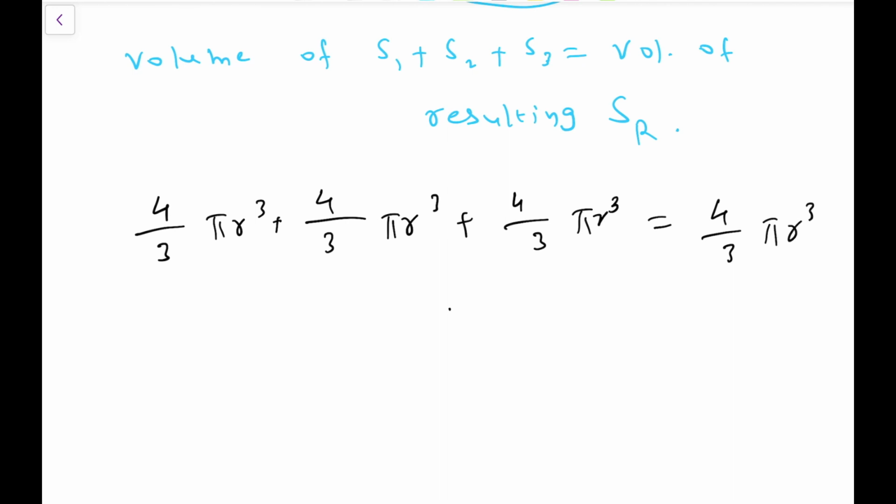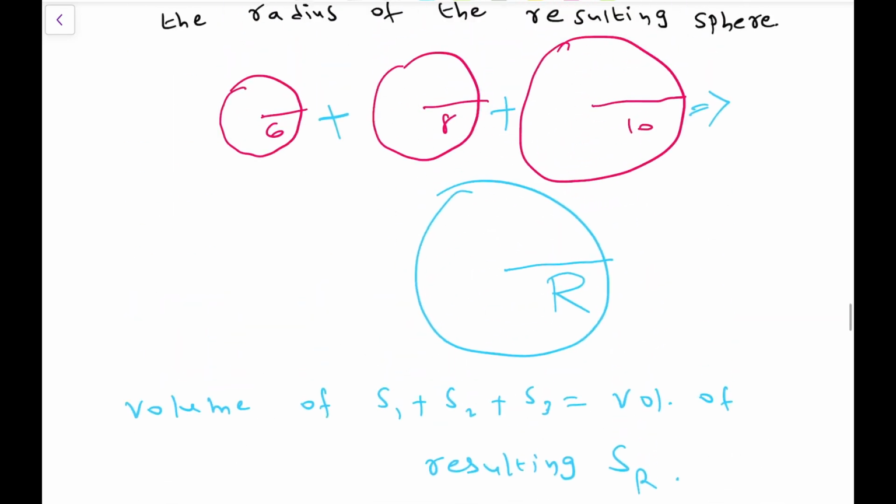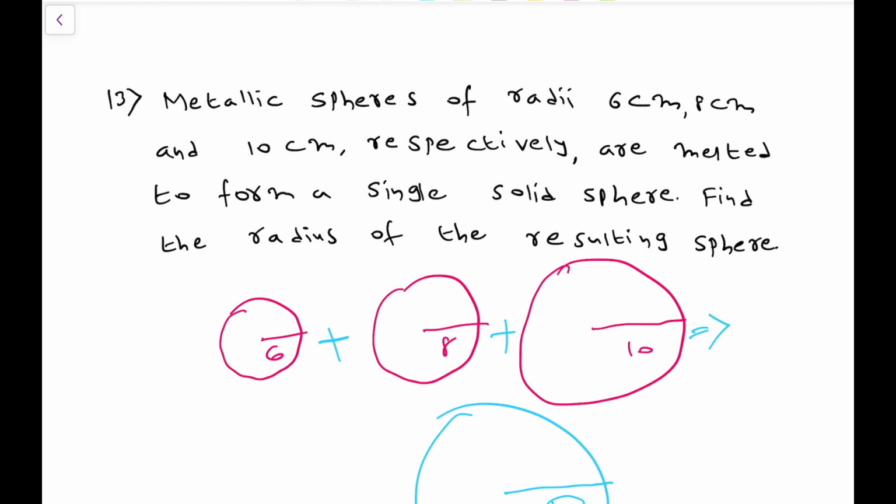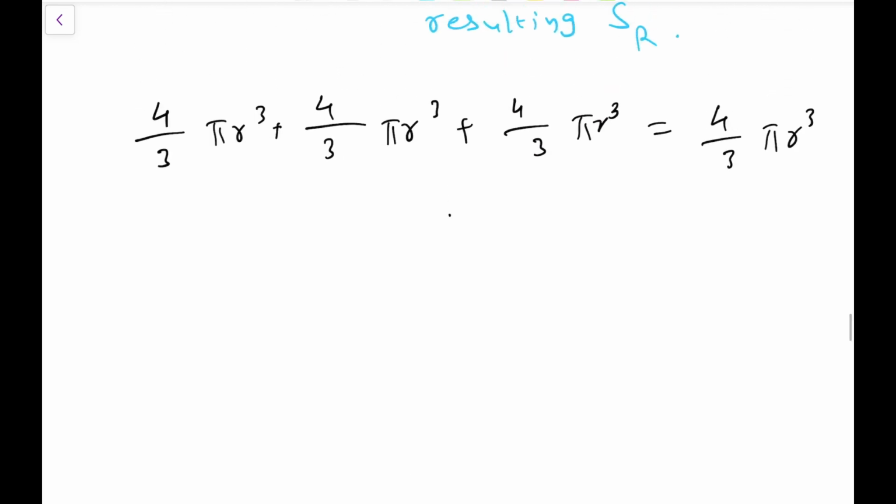Now a problem is there again. 4 by 3 pi r cube means first sphere radius, second sphere radius, third sphere radius. Are they all same? Obviously they are different, because in the question itself he clearly mentioned that radii are 6 centimeter, 8 centimeter and 10 centimeter. So instead of writing r cube, we will go with r1 cube, r2 cube, r3 cube, and the resulting one I will go with capital R.